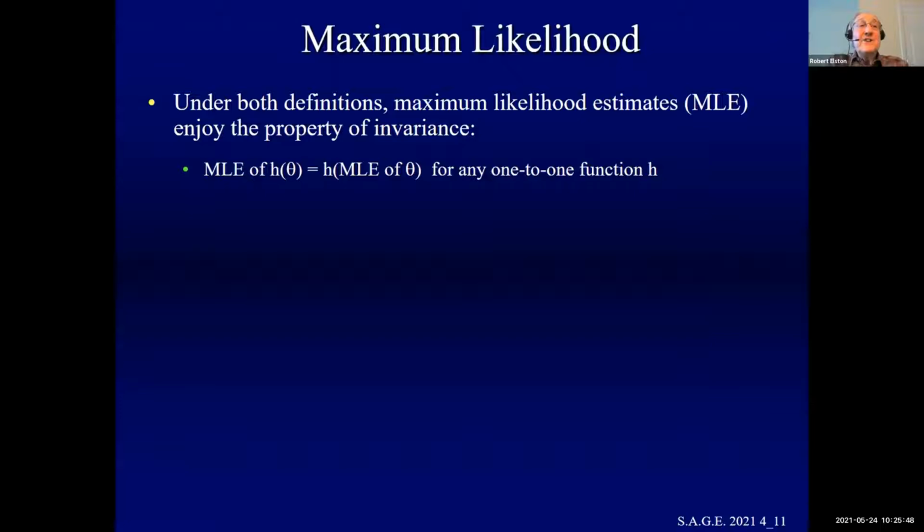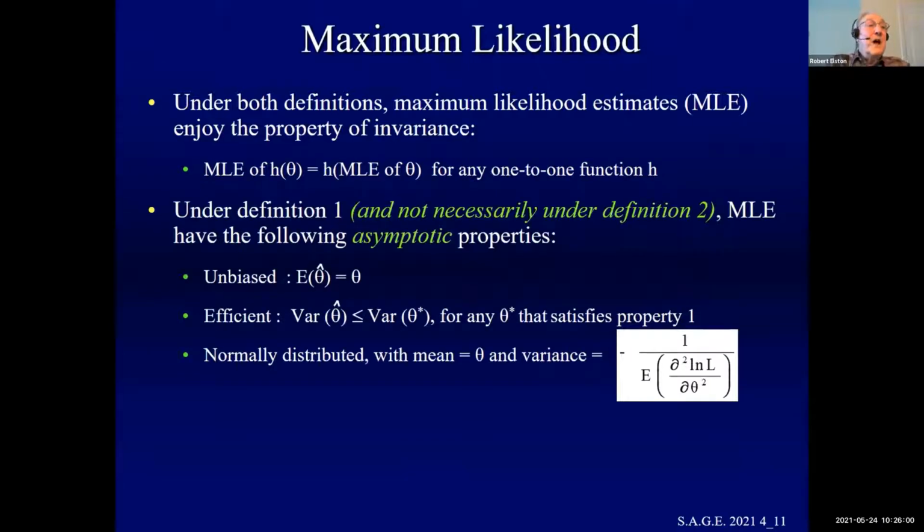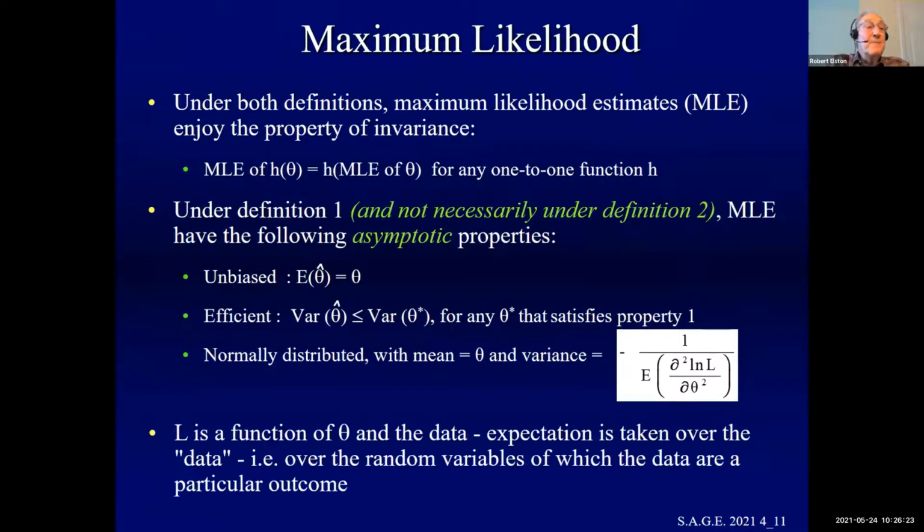Under both definitions, maximum likelihood estimates enjoy the property of invariance. So the maximum likelihood estimate of a function of theta is the function of the maximum likelihood estimate of theta, for any one-to-one function. Under definition one, and not necessarily under definition two, the maximum likelihood estimate has the following asymptotic properties. First of all, it's asymptotically unbiased, asymptotically efficient, and normally distributed with mean theta and variance 1 over the expected value of the second derivative.